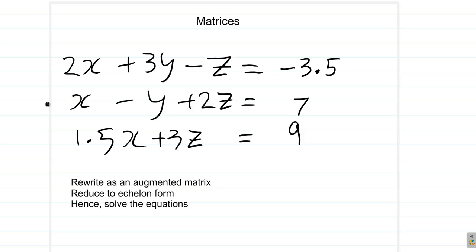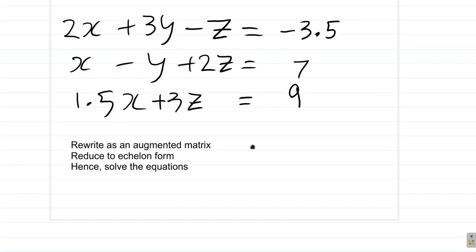We have this set of equations. 2x plus 3y minus z equals negative 3.5. x minus y plus 2z equals 7. 1.5x plus 3z equals 9. We want to rewrite this as an augmented matrix, alright?